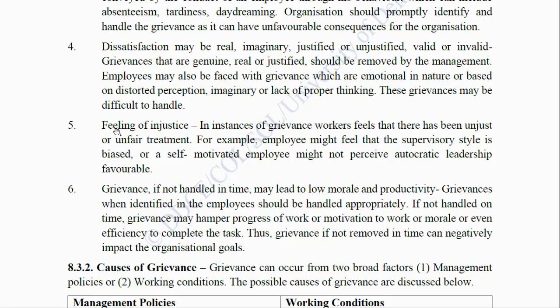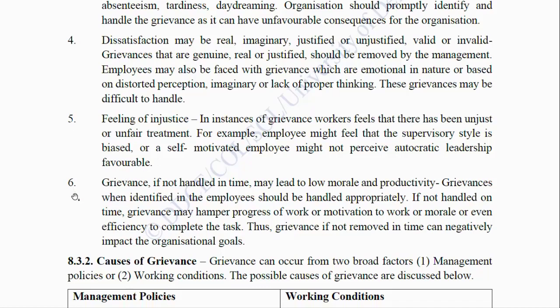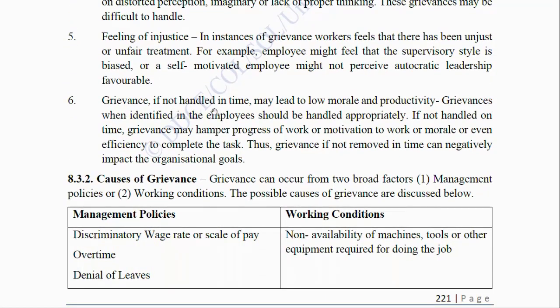Number 5, feeling of injustice. Worker feels that there has been unjust or unfair treatment. For example, an employee might feel that the supervisory style is biased, or a self-motivated employee might not perceive autocratic leadership style as favorable. Number 6, grievance, if not handled in time, may lead to low morale or productivity.